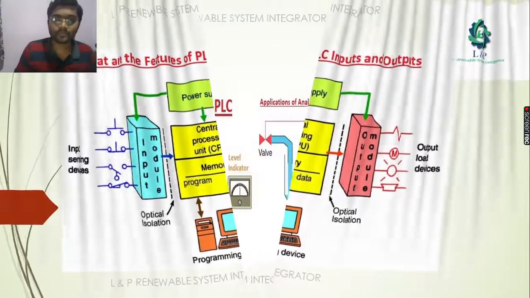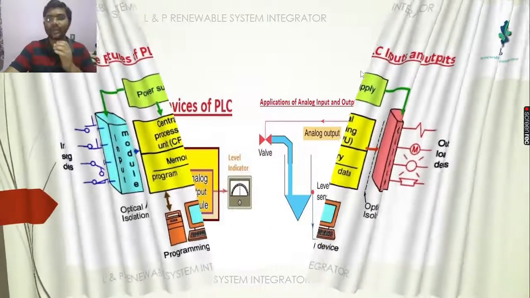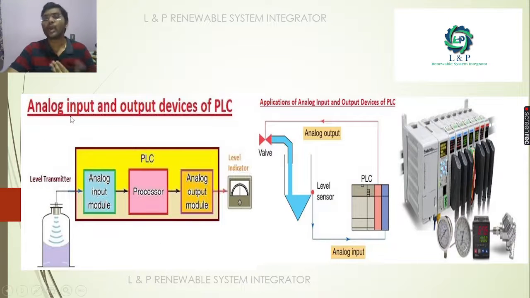Let's try to have a little example of how the analog input and output devices are connected. See here, if you have a PLC which has a processor, that is the central processing unit, let's consider this as the processor. Now we are having an analog input module. We have a level transmitter which produces a 4 to 20 milliamps output. That output we need to connect with the analog input module. Now we have a requirement that we need to show the level transmitter reading, that is how much level it reached, with the help of an indicator. So it means it is an analog output also.